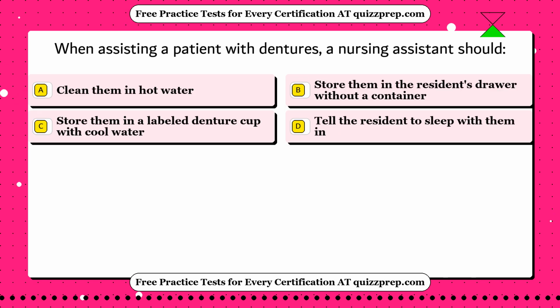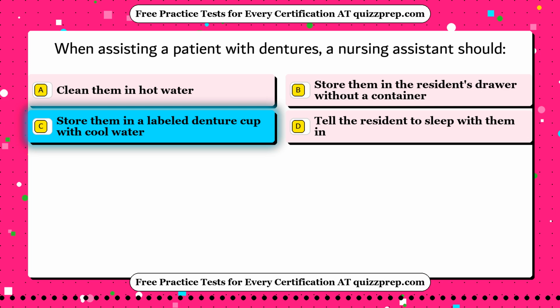Question 79. When assisting a patient with dentures, a nursing assistant should: Option A, clean them in hot water. Option B, store them in the resident's drawer without a container. Option C, store them in a labeled denture cup with cool water. Option D, tell the resident to sleep with them in.